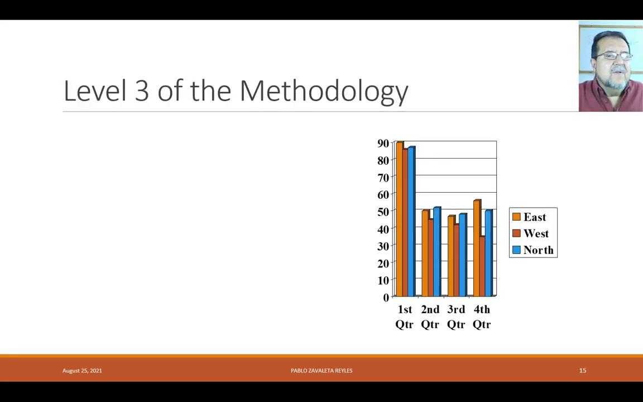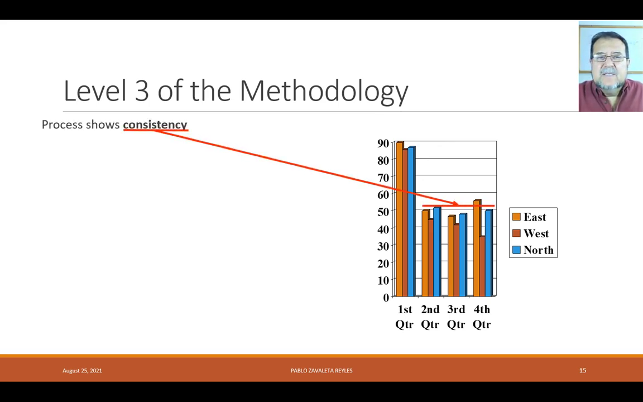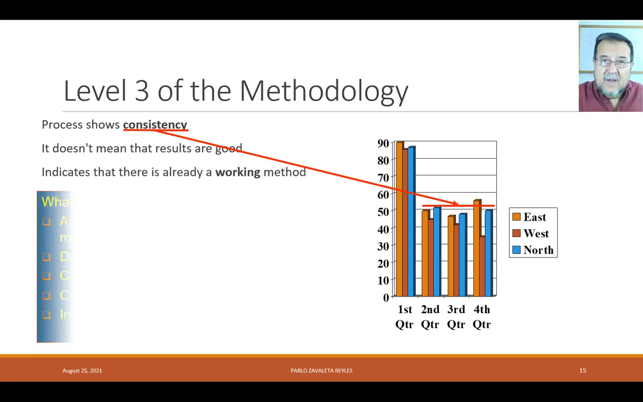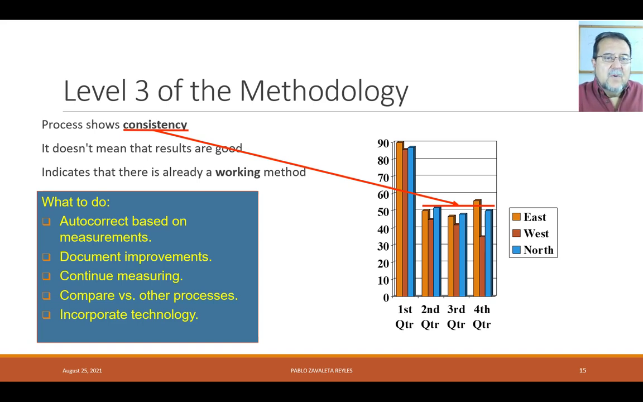When we are in level 3 of the methodology, the process starts to show consistency. It doesn't mean that the results are good. Just that we're producing consistently. That is the first thing that we need to work on. Once we produce consistently, we will start adjusting our products towards making it consistently good. But first we work on consistency. It indicates that we already have a working method. We keep on correcting, we keep on documenting, we continue to measure, and we start to compare against other processes, benchmarking. And we incorporate technology as needed.